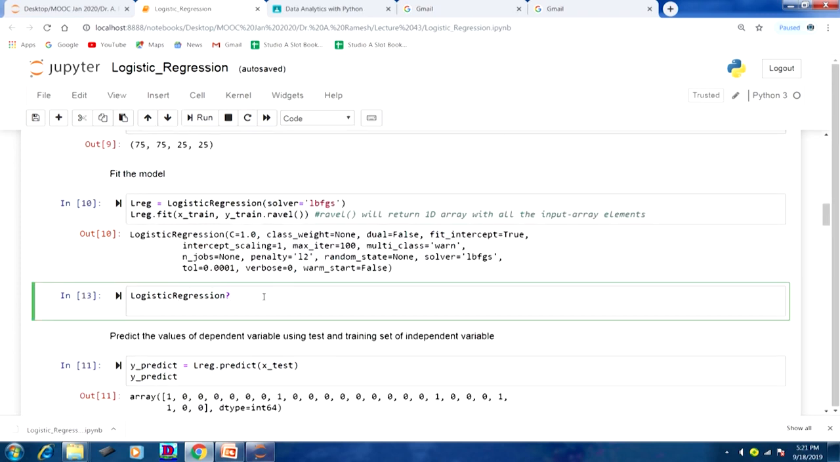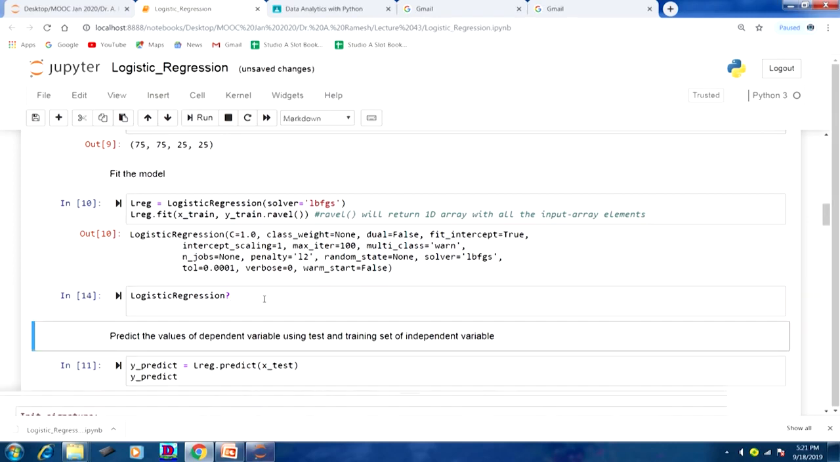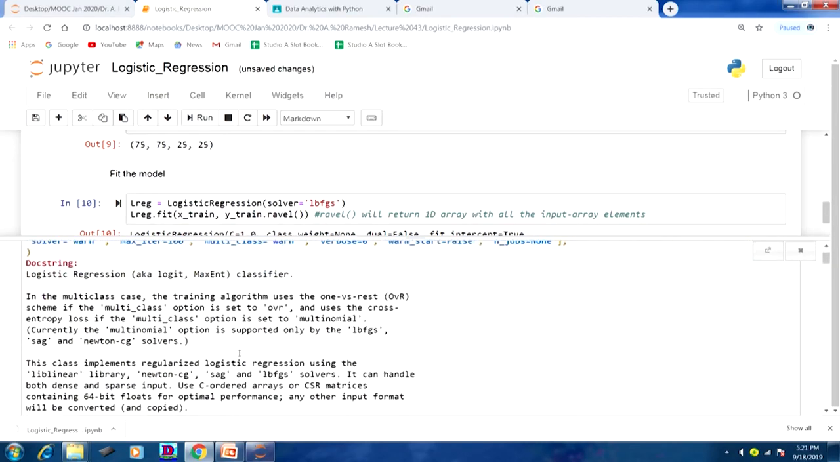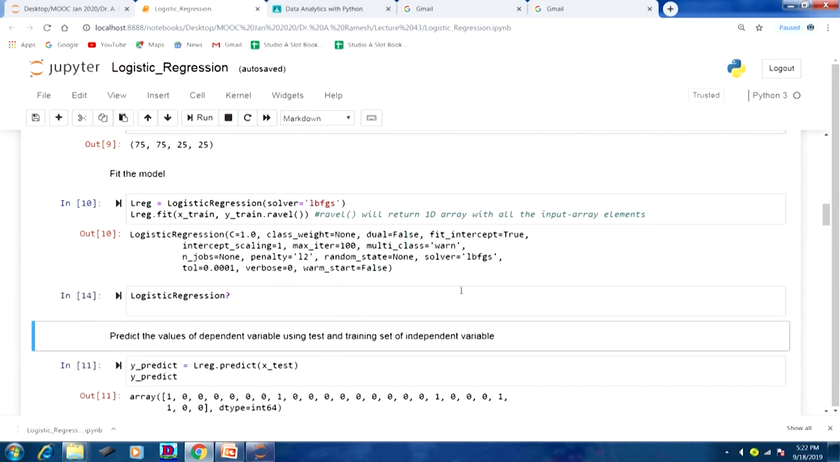We can get to know there are different solvers. When you use logistic regression followed by a question mark, you can see there are different cases. For example, this is the help function. You see that currently the multinomial option is supported only by LBFGS. There are some more methods, the SAG method and the Newton CG method, that we are not using. So, that is why we have used the LBFGS solver for getting this logistic regression output.